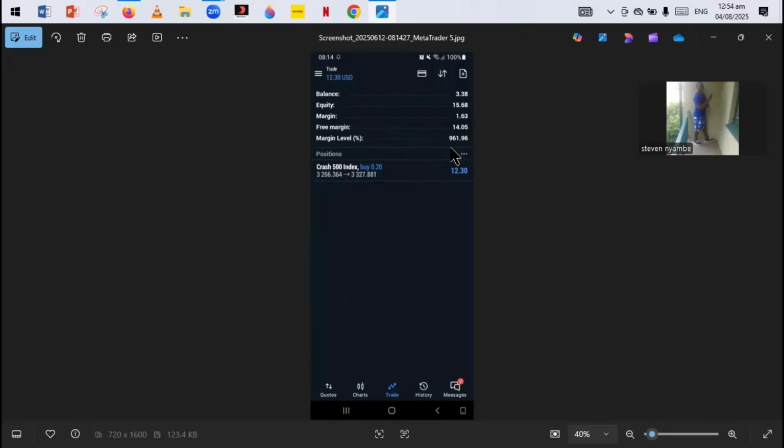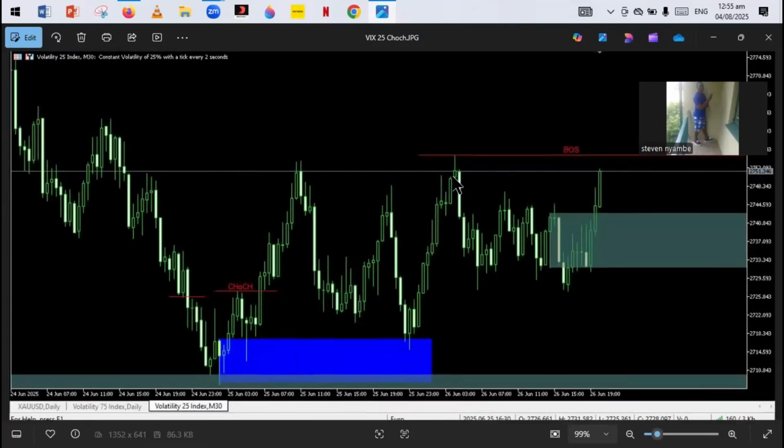If you want, you can increase the lot size. However, this particular strategy is very, very powerful. So this was a trade I took, I had a balance of $3. I was able to take a trade which went into profit. Same trade. And then volatility 25 1S, same entry model.